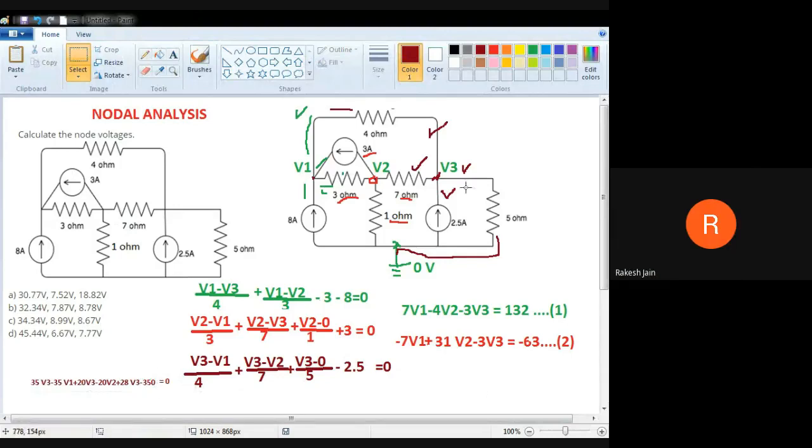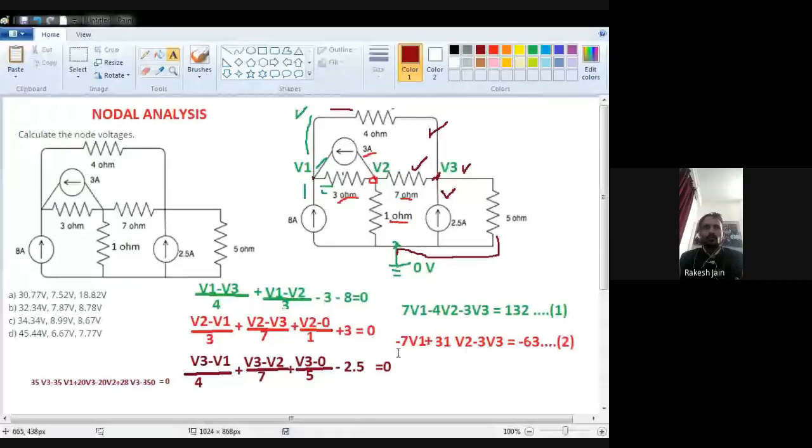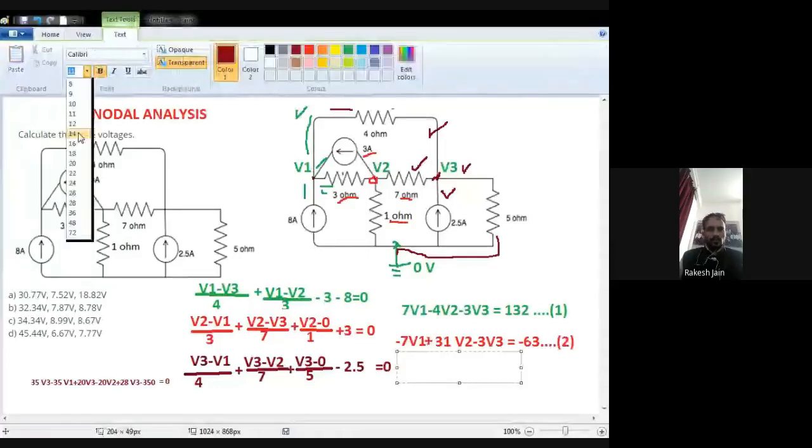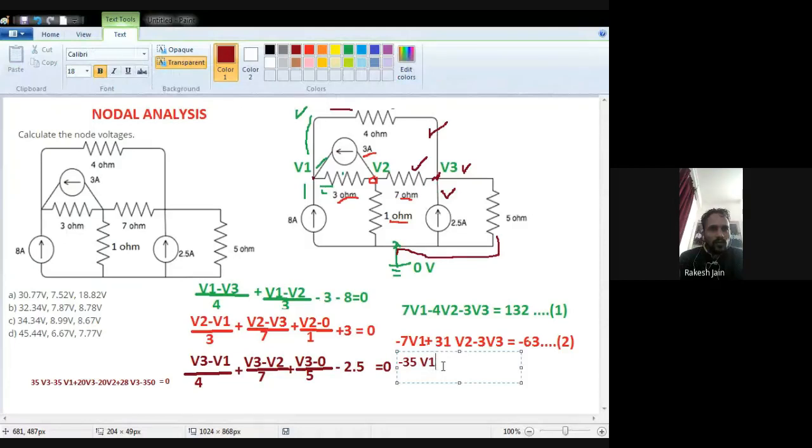Now just see, how many V1 are there? Only one V1, minus 35 V1 is there. So I am going to write down the equation for the third. Minus 35 V1, okay. How many V2 will be there? Only one time V2, that is minus 20 V2. So I write down just minus 20 V2, okay.